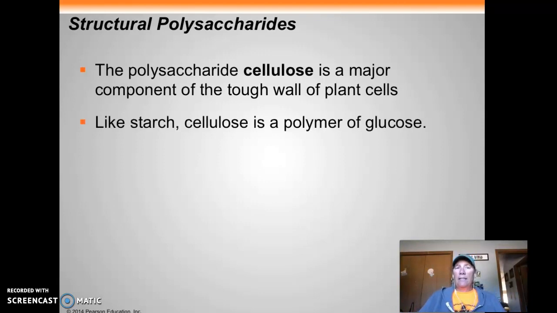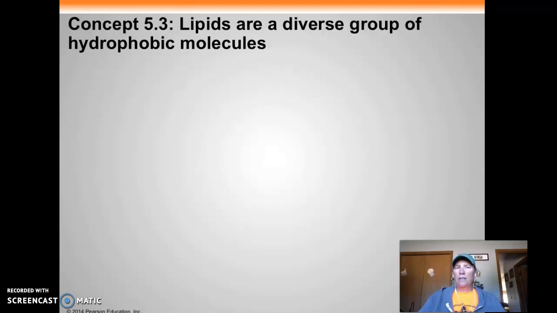And starch is very similar. I mean, cellulose is very similar to starch. It's a polymer of glucose, but it's just a little bit different. And again, what it does is it gives structure to the plant cells so they can stand up.